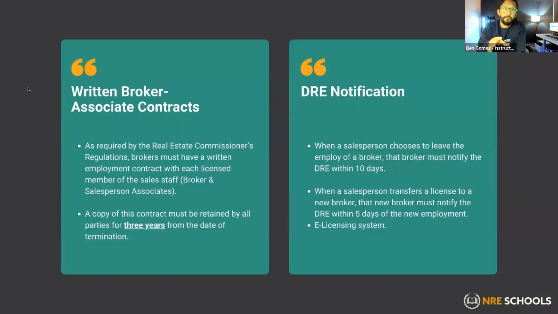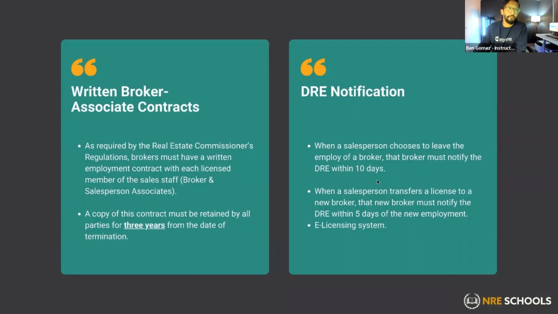Each licensed real estate salesperson with their broker must have a written broker associate contract. As soon as you pass your exams, you actually can't go out there marketing and selling right away. You need to be under the supervision of a brokerage, a real estate broker. The key thing to know here is 3 years. You're going to notice a lot of our contracts, a lot of the time frames that we are required to keep stuff on record is for 3 years. We must retain a copy of our employment contract for at least 3 years, even after you leave.